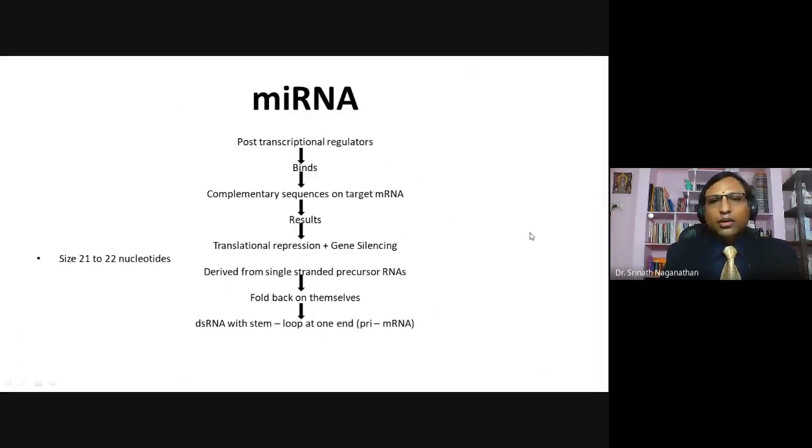So miRNA. These are basically post-transcriptional regulators. They bind to a complementary sequence on the target mRNA, and this results in translational repression plus gene silencing. The size is 21 to 22 nucleotides, and they are derived from single-stranded precursor RNAs that fold back on themselves, so a double-stranded RNA with a stem loop at one end is formed. This is our pre-miRNA which is being formed.